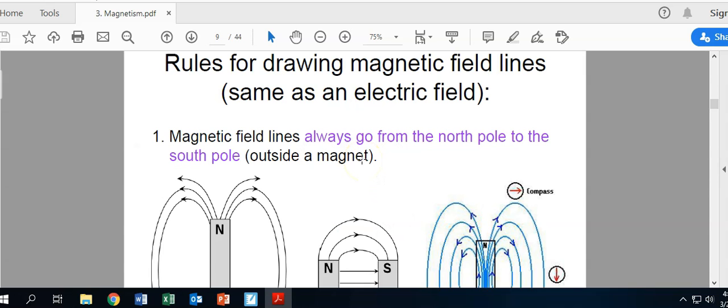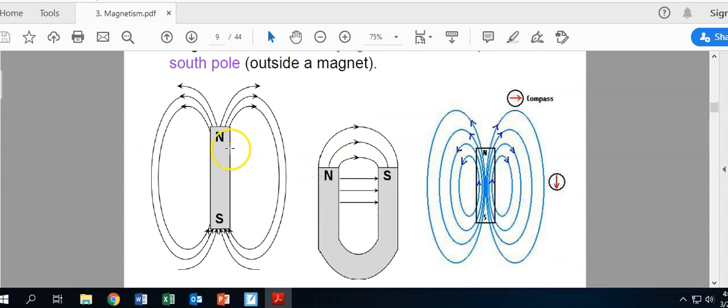All right, let's talk about the rules for drawing magnetic fields. And they are the same as the rules of an electric field. The magnetic field lines always go from north to south pole. The electric field lines always go from positive to negative, so they are analogous. Here is a bar magnet. If we follow the flow of the magnetic field around on the outside and back again, we go from north to south on the outside and south to north on the inside. It's a continuous flow. It actually never stops.